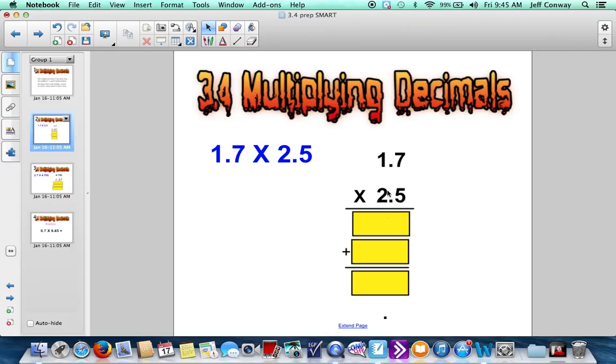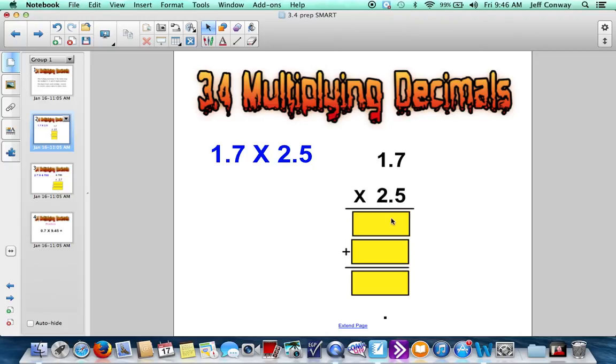So we've stacked them right above each other, 1.7, 2.5. Their numbers are all lined up. And we just do it like we would do any other regular multiplication. So we start out with the furthest column to the right. In this case, it happens to be the tenths column, and we'll multiply tenths times tenths, and then tenths times the whole number. So we start with the 5.